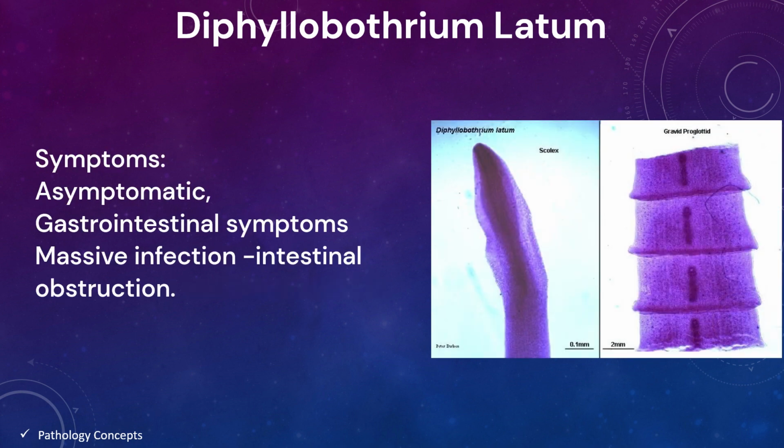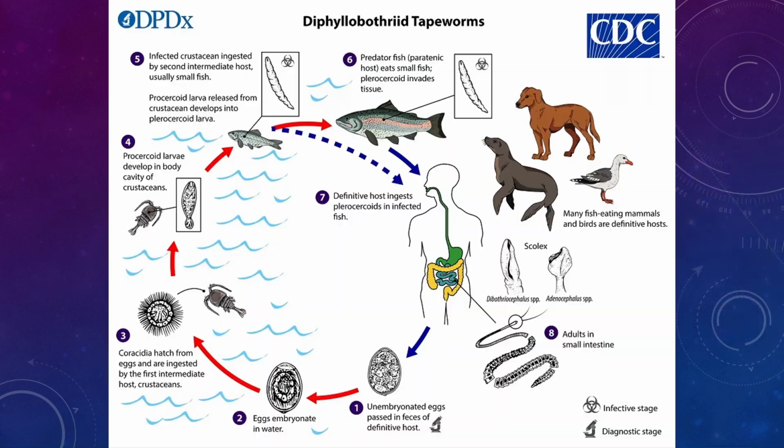Symptoms. Most cases are asymptomatic, but gastrointestinal symptoms may appear. Massive infection can cause intestinal obstruction. Let's learn the life cycle of Diphyllobothrium latum. Unembryonated eggs are passed in the feces of definitive host. These eggs embryonate in the water. Coracidia hatch from the eggs and are ingested by first intermediate host crustaceans. Procercoid larvae develop in the body cavity of crustaceans.